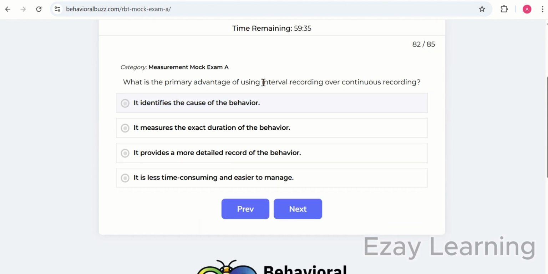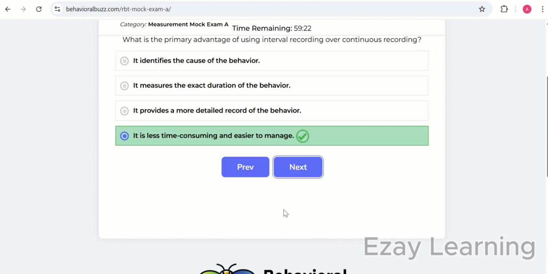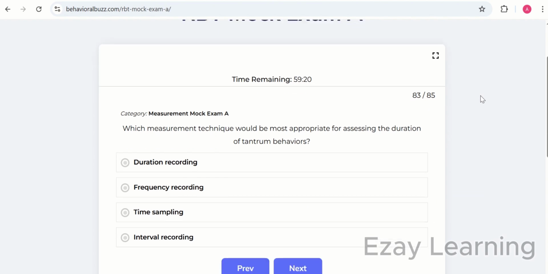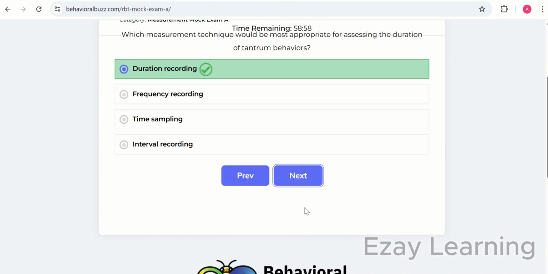What is the primary advantage of using interval recording over continuous recording? It is less time consuming and easier to manage. Which measurement technique would be most appropriate for assessing the duration of tantrum behavior? Duration recording.